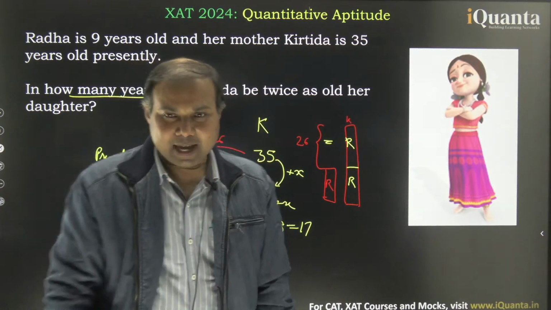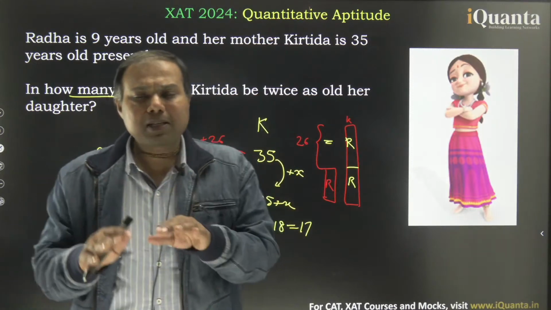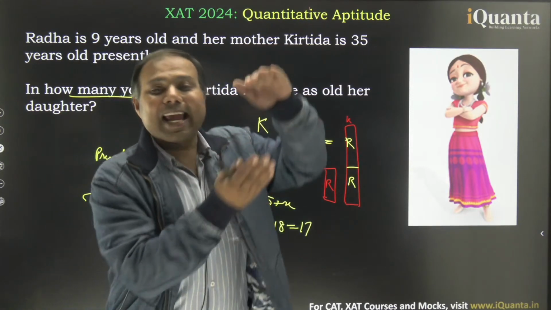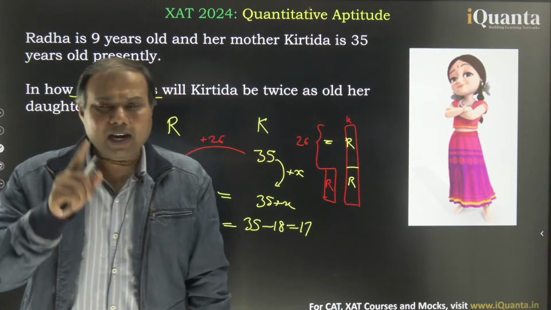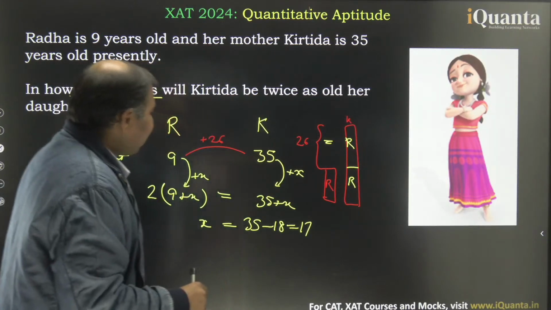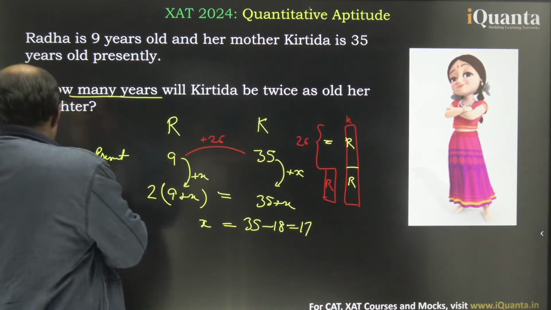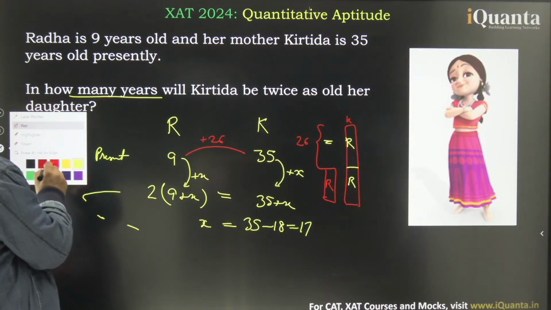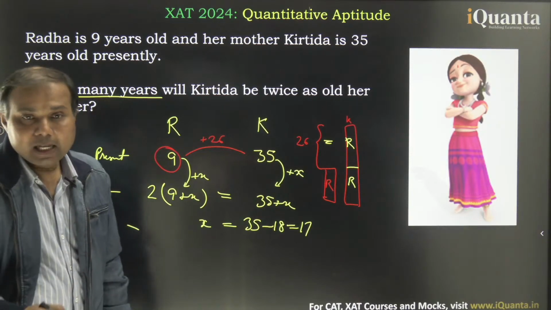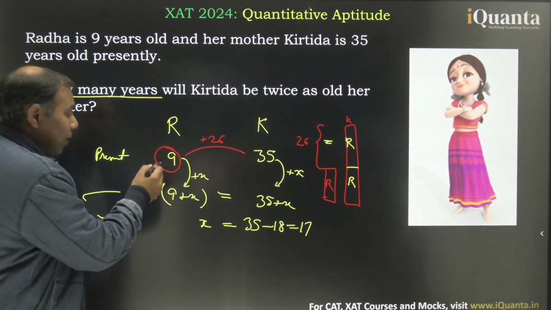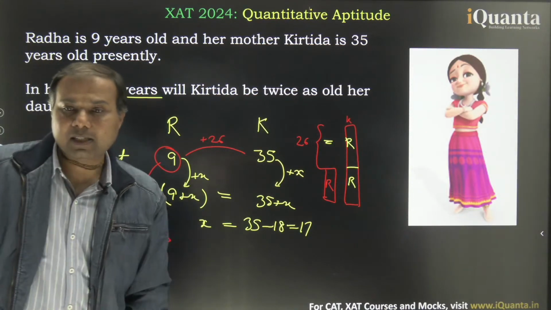I hope you have understood by the diagram. So age of mother Kirtida must be double that of daughter. That means the mother must be equal to the age of the daughter plus the age of the daughter, and that extra age is equal to 26. It means what is the answer which we are looking for? It is simply that after how many years the daughter Radha will become 26 years old. We just want to know that after how many years this Radha, who is 9 years old presently, will turn 26. So you can easily tell me, in how many years will a 9-year-old girl turn 26? Can you tell me the answer?